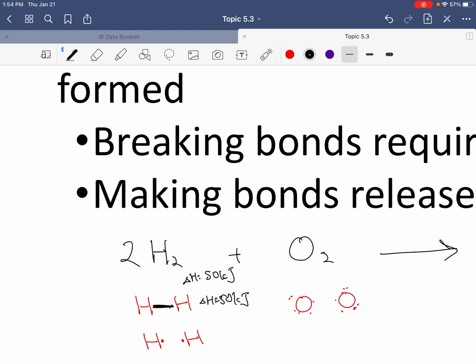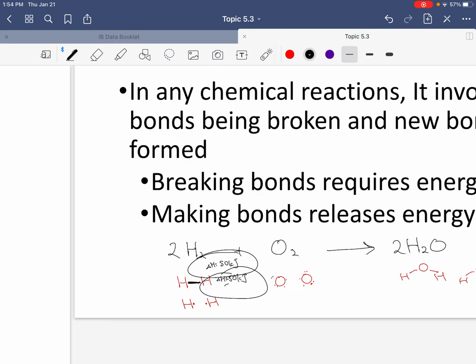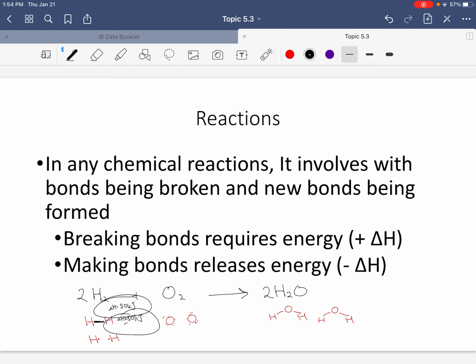So to make this bond, invest 50 kilojoules to break H and H. If you're making H and H, you're going to get negative 50 kilojoules. Negative 50 kilojoules of energy released by making that bond. We'll put all of these things in a mathematical formula later, and we'll do some math. Something that you guys love to do.